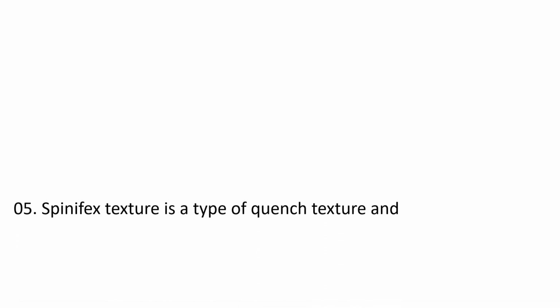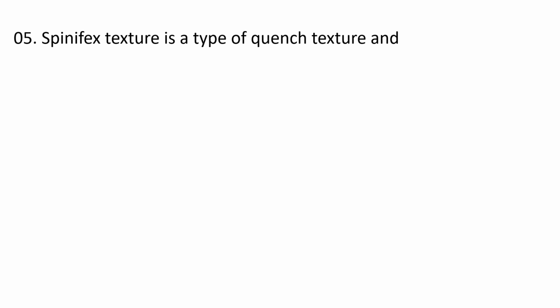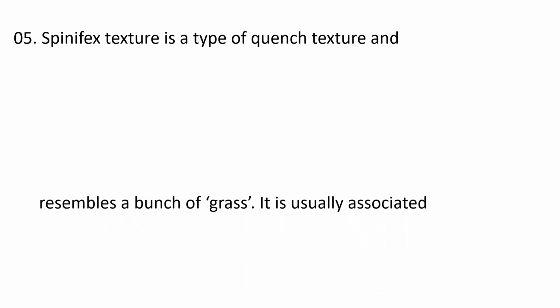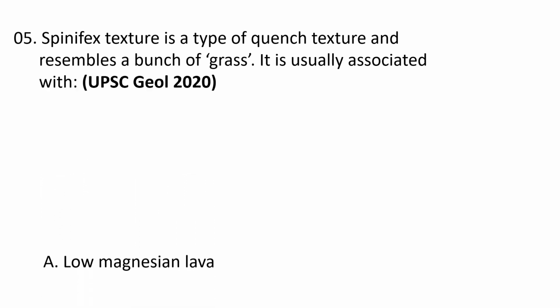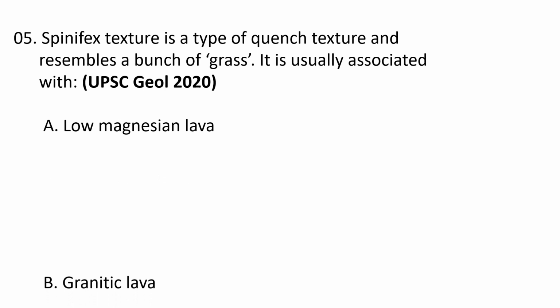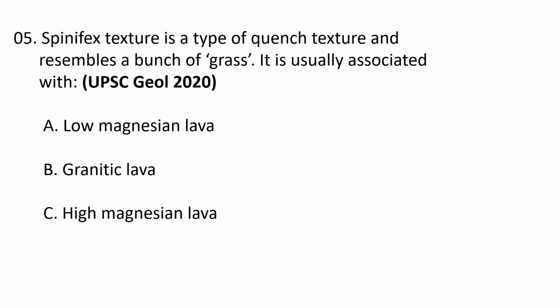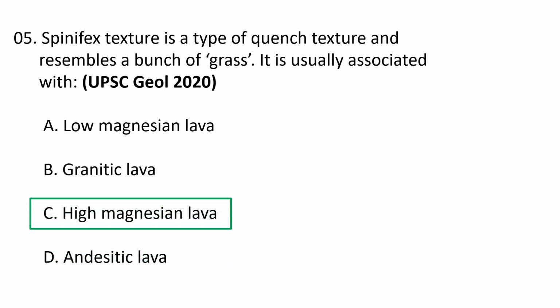Coming to the fourth question: spinifex texture is a type of quench texture which resembles a bunch of grass and it is usually associated with. Choices are A. Low magnesian lava, B. Granitic lava, C. High magnesian lava, D. Andesitic lava. The correct answer is C. High magnesian lava.